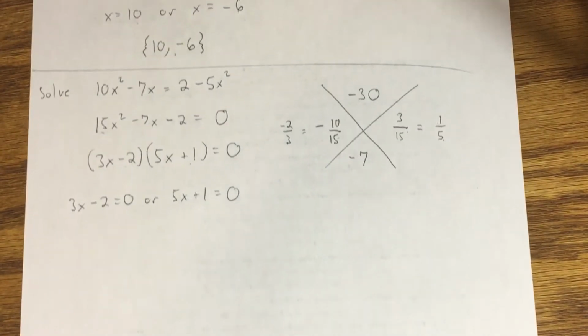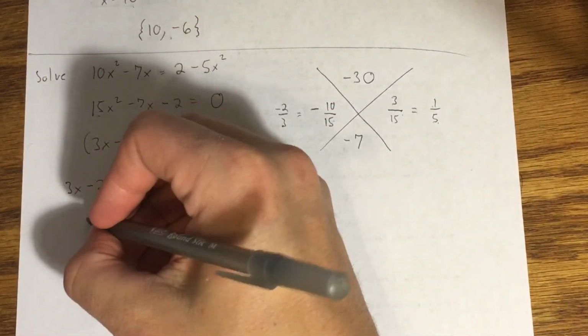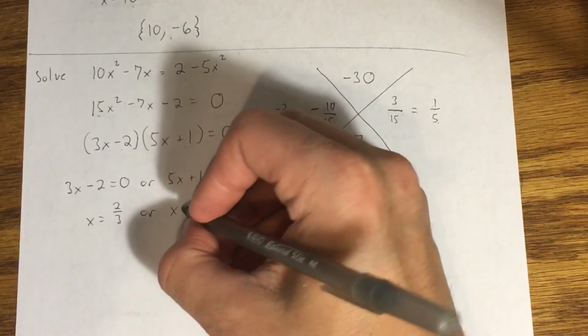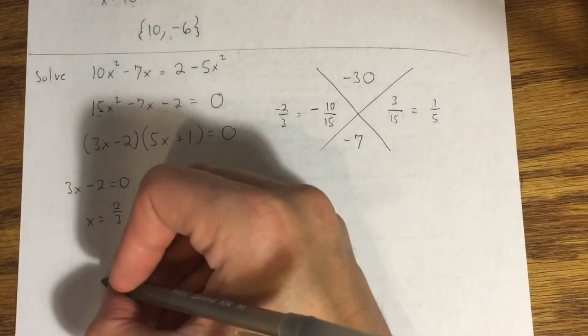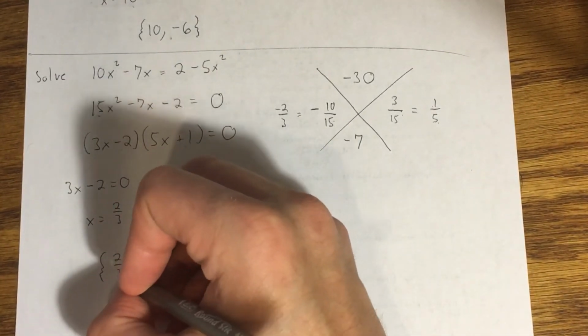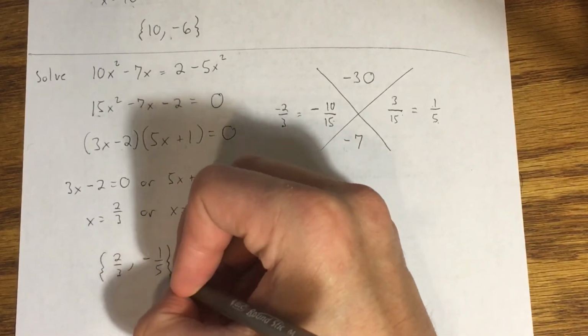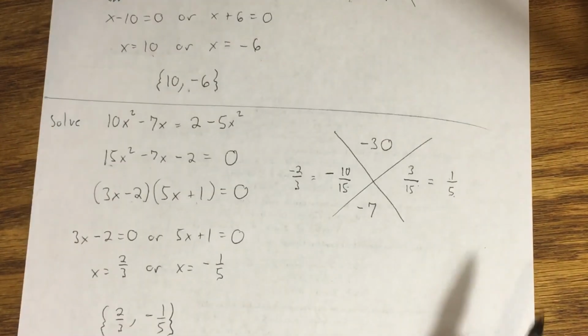And now we're just solving each of those equations separately, both of which are very straightforward. They're just two-step linear equations. This one gives me x equals 2 thirds. This one gives me x equals negative 1 fifth. Okay, so my solutions are 2 thirds, negative 1 fifth. Not too bad. All right, let's move on to another example.